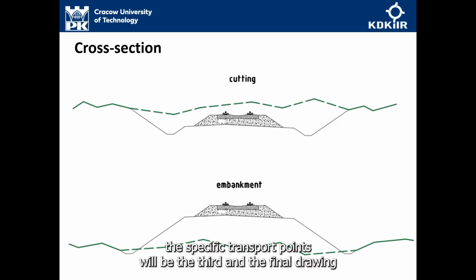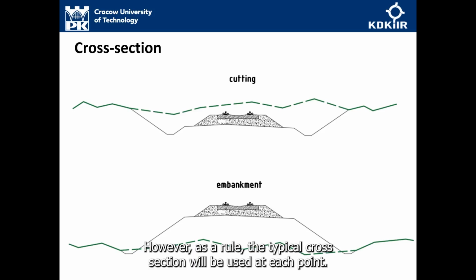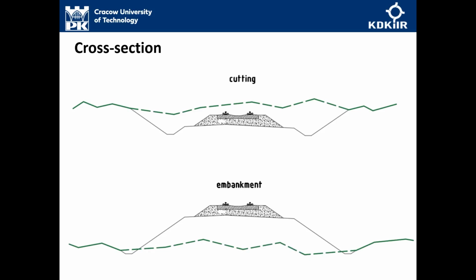Designing these specific transverse points will be the third and final drawing that I will require for passing the design exercise. As you can see on the example slide, a railway line can exist under various conditions. Here, the green line represents the terrain to which you will have to relate your designed railway line, and the situations you observe will be different. However, as a rule, the typical cross-section will be used at each point.